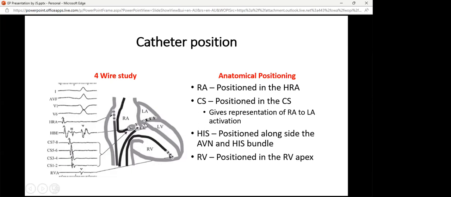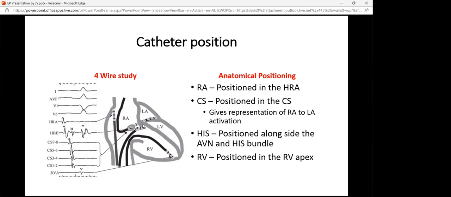This enters the coronary sinus. It's a decapolar catheter, meaning it has 10 electrodes, and we have our proximal signals here at the ostium of the CS, and that wraps around the annulus, ending up here on the lateral wall of the right atrium. And that gives us a really nice representation of right to left activation across the atria.